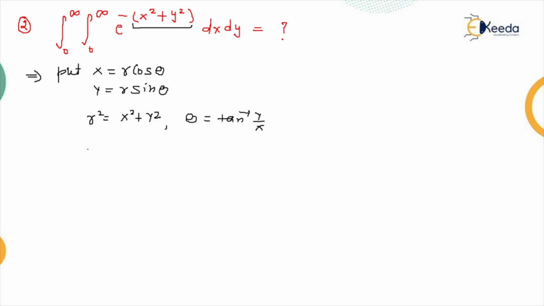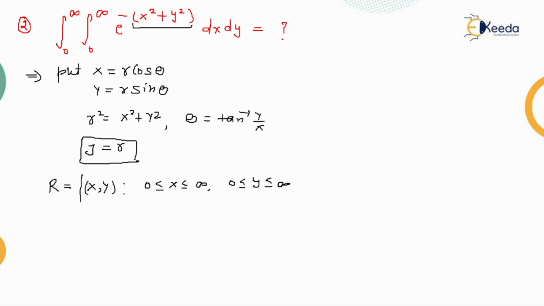And what is the Jacobian, my dears? The Jacobian must be equal to r, as we found in the last question, in the case of a circle. Now the region is given to you, having two coordinates, one is x and one is y. And what about their limits? x is moving from 0 to infinity, and y is also moving from 0 to infinity. That is the limit which we have been given already.